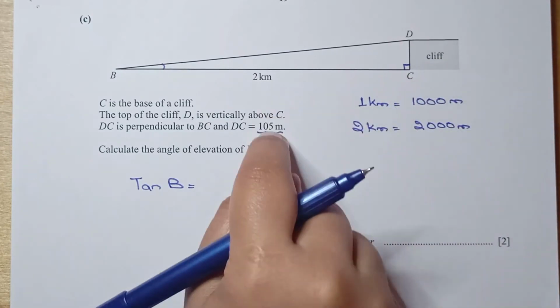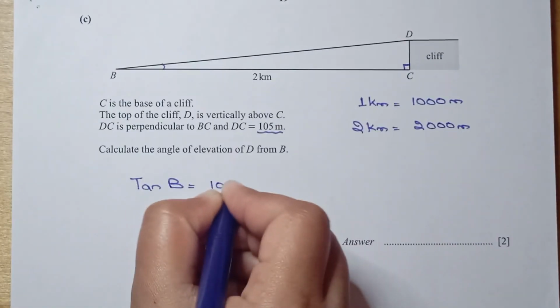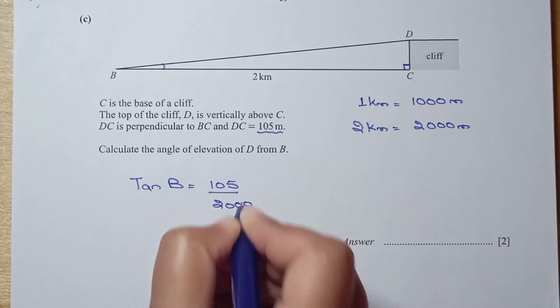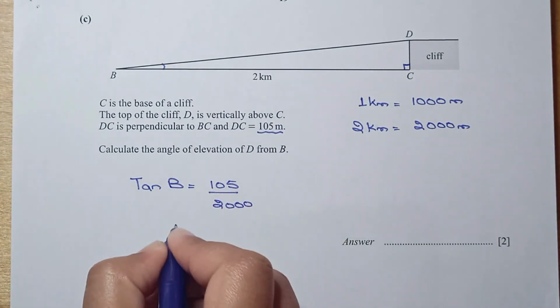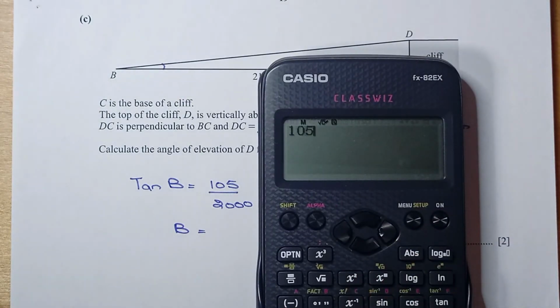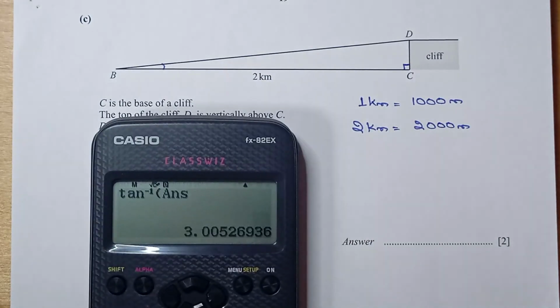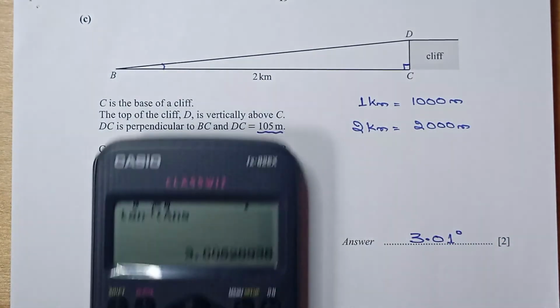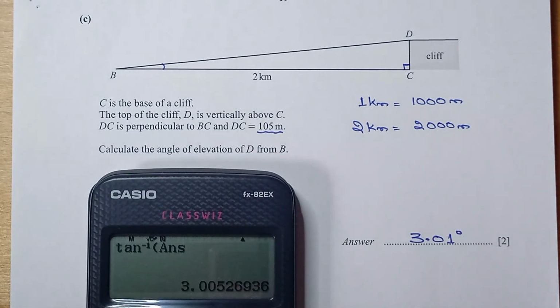Opposite is DC, that is 105 meters, over adjacent is 2000 meters. We can find angle B by doing tan inverse. So we have 105 divided by 2000 and doing tan inverse, we get 3.005 or 3.01 degrees, which is the angle of elevation of D from B.